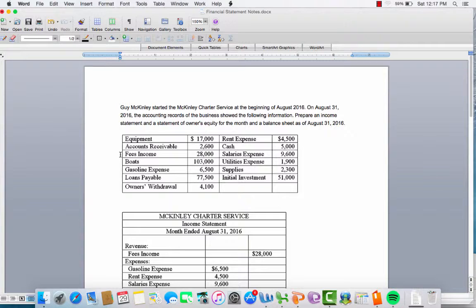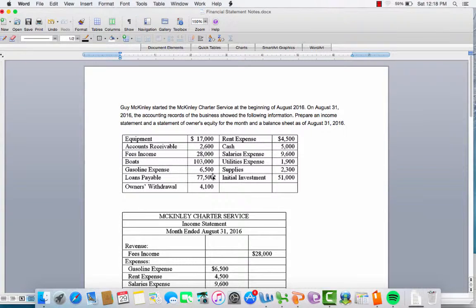So this month in August, Guy earned $28,000. We see a category for boats. That's just the value of the boats. Maybe he has several boats that he uses for his charter company. All right, the total value is $103,000. Over the course of the month, he ran up $6,500 in gasoline expense. We can see some other expenses here as well. Rent expense. Maybe he rents a building where his customers come and actually get on the charter boats. He had a salary expense of $9,600. That's money that he paid to his employees, utility expense, maybe for electricity bill, things of that nature. All right, so those are our expenses.